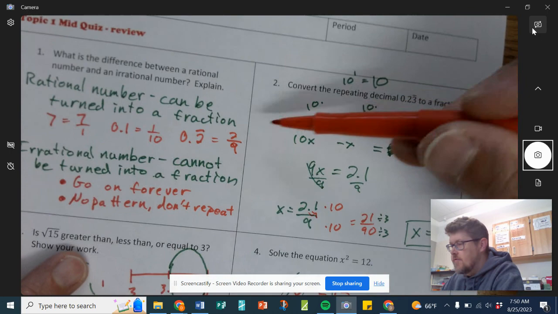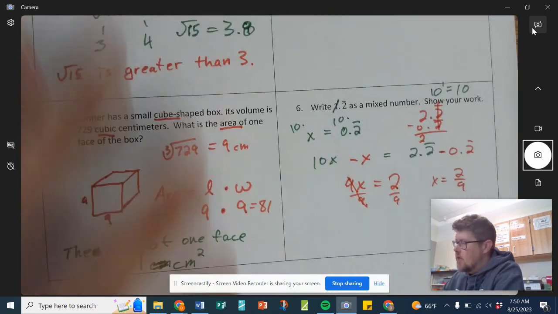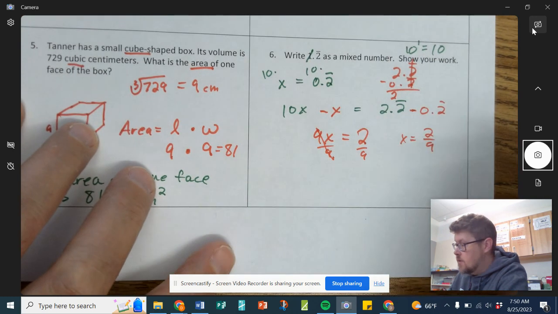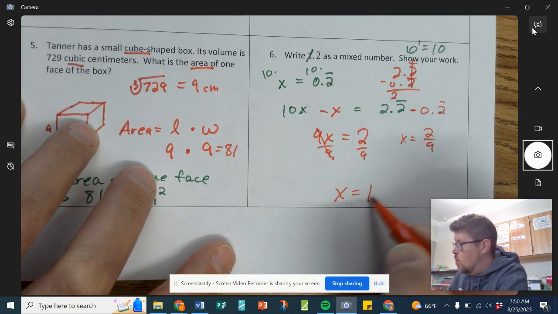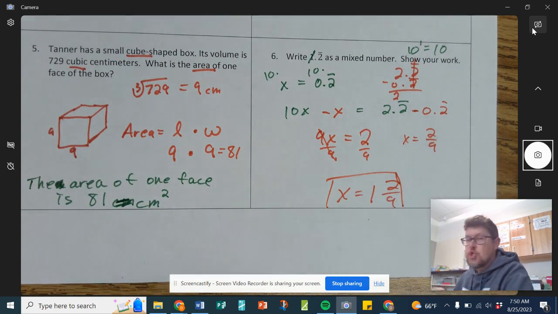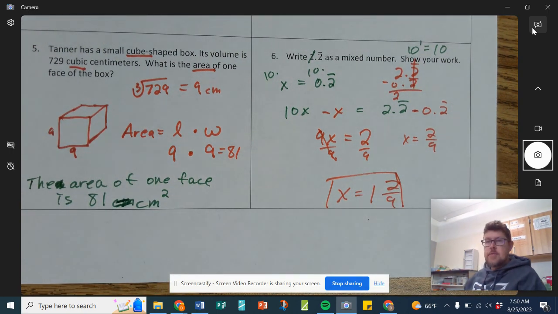Oh shoot, look at that. We even used that as an example up here. Now, you wouldn't get full credit for this one because you're missing the 1, right? So 1 and 2 ninths. That's your answer, and there you go.